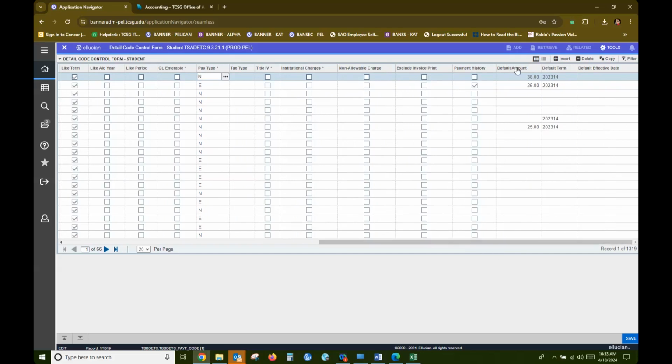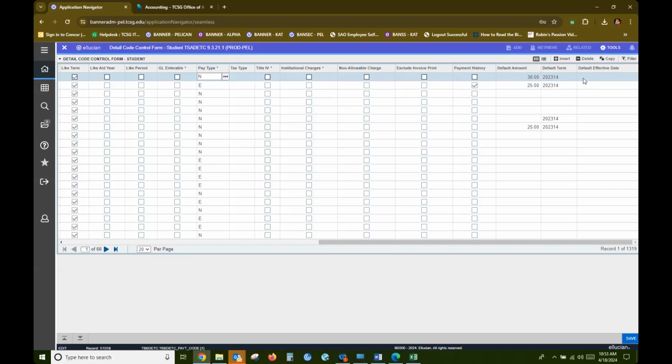And then last but not least, you have these three default areas. Some colleges use these. Some colleges do not. Some colleges use default amount, but they do not use a default term or default effective date. I would be very leery of using default effective date, simply because the default effective date, once you enter information into these three, it affects everybody that enters something onto TASREV.